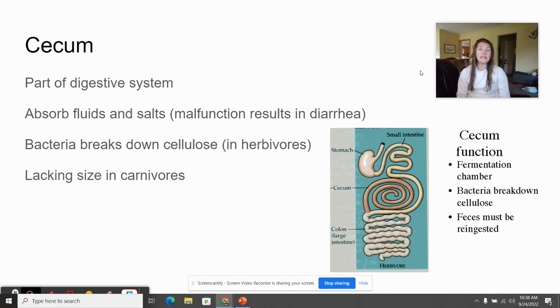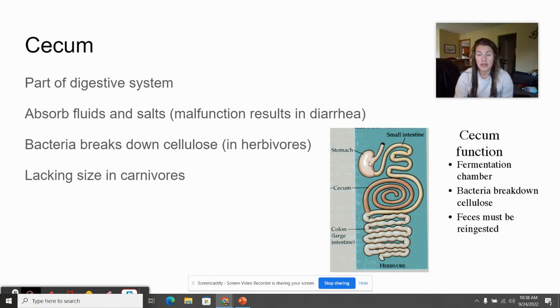And this really absorbs a lot of fluids and salt. If your cecum's not working, you get thunder poops, diarrhea. And in herbivores specifically, they have a very, very large cecum in order to break down cellulose. Okay, so we're going to talk about that in the next slide. In carnivores, because carnivores eat mostly meat, they either don't have a cecum or their cecum's not very big.